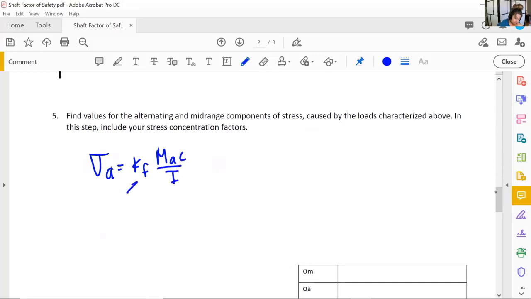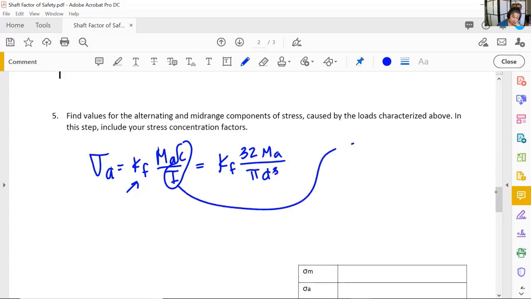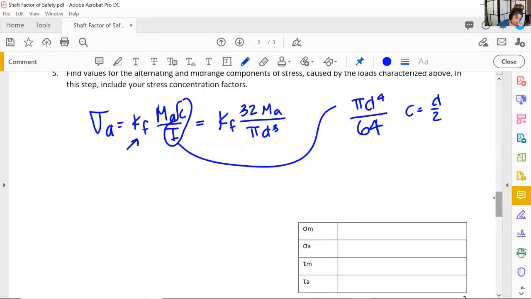So don't forget your KF. It's a super common mistake. And we can do a little simplification here. This becomes, okay, and this just is from the fact that moment of inertia is pi d to the fourth over 64. And then C is d over 2. So that's how that simplifies. Okay, and then for mid-range shear stress, KFS, for J.